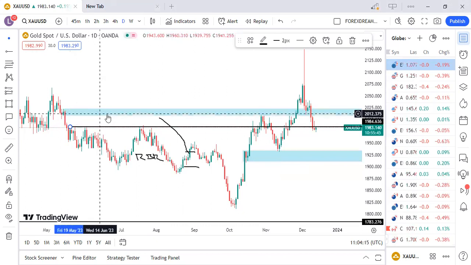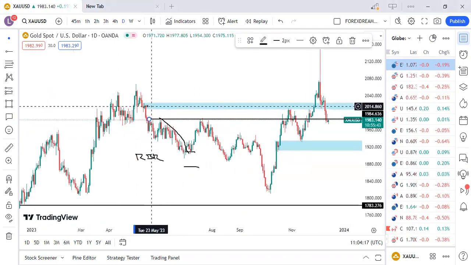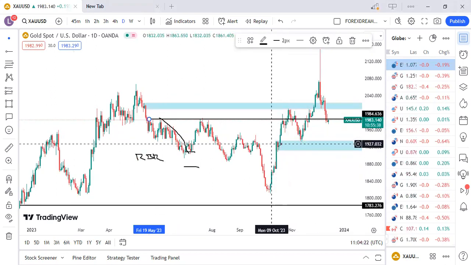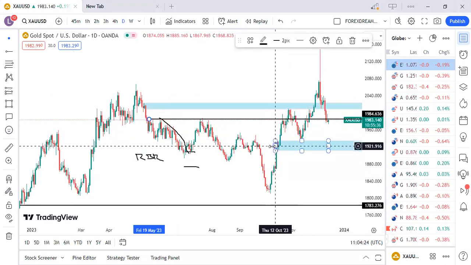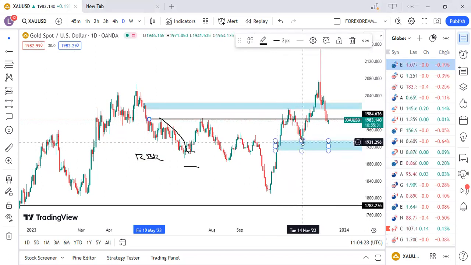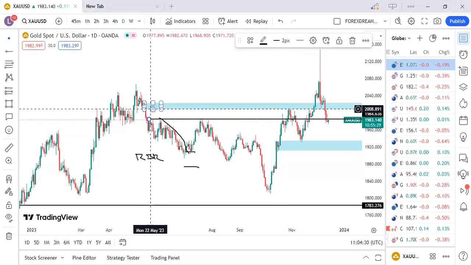You realize that on your left-hand side, what is it you have? You have a drop-base-drop that will push the market down. This drop-base-drop, they knew what they were doing. That is why they pushed the market down to this rally-base-rally.